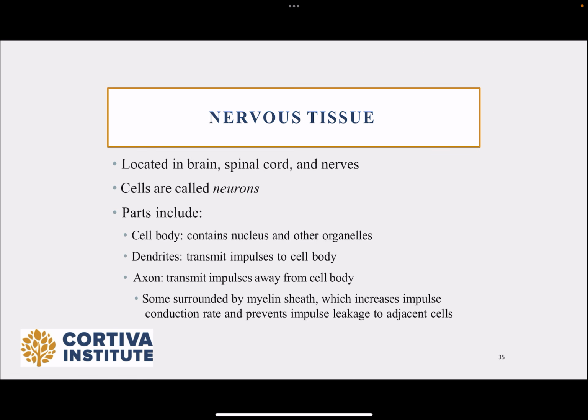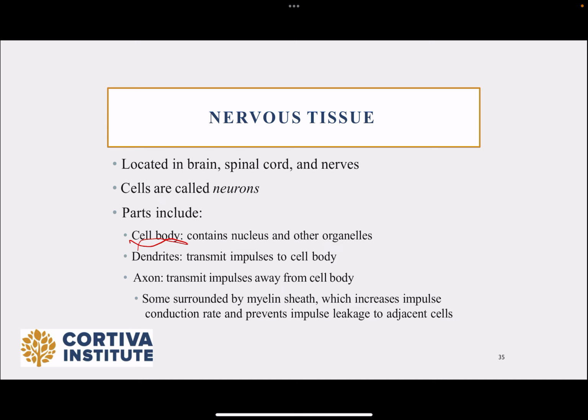Nervous tissue. The cells of the nervous tissue are also known as neurons, right? But there are several different types of neuronic cells, right? This is located in the brain, spinal cord, and nerves, right? These cells are called neurons, and the parts are going to include, of course, the cell body, right? So this is going to contain the nucleus, the organelles, like we mentioned earlier, dendrites, right?